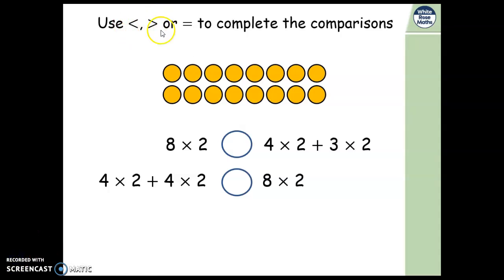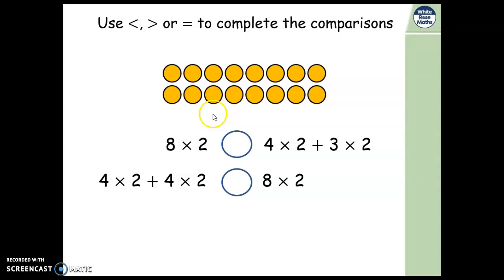Looking at this, remember what these signs mean? We've got greater than and less than or equal to complete the comparison. So we're comparing the numbers now. Okay, so we've got some counters here. 2, 4, 6, 8, 12, 14, 16.